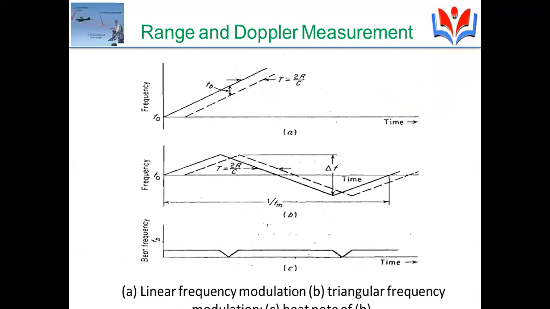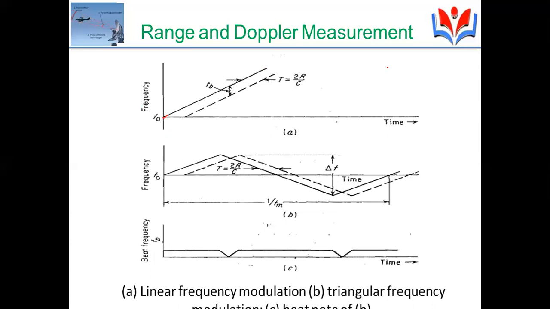Let us see this figure, and we come to know what it is. On the x-axis we have taken time, on the y-axis we have taken frequency. There are two lines here, a linearly frequency modulated signal. If you consider, this is unmodulated, F naught is here. This F naught is linearly increasing. The solid line is the frequency whatever we transmitted.